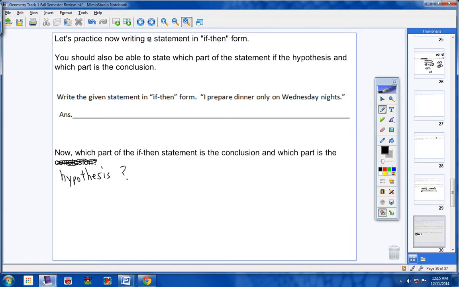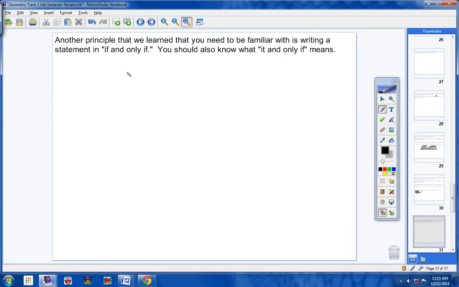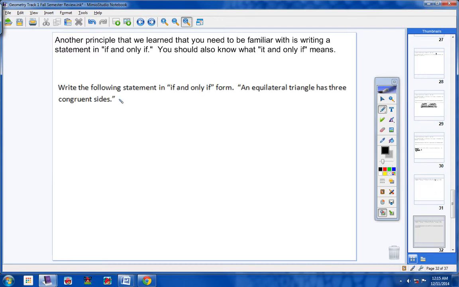Now, another principle that we learned that you need to be familiar with is writing a statement in if and only if form. And you need to know what if and only if means. You need to know, okay? Alright, here we go. Copy this down, please. Write the following statement in if and only if form. An equilateral triangle has 3 congruent sides. Please copy this down, and then we're going to write it in if and only if form.